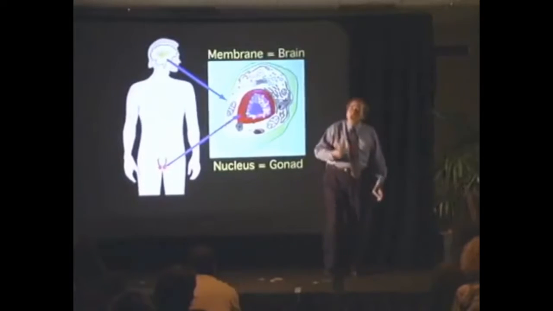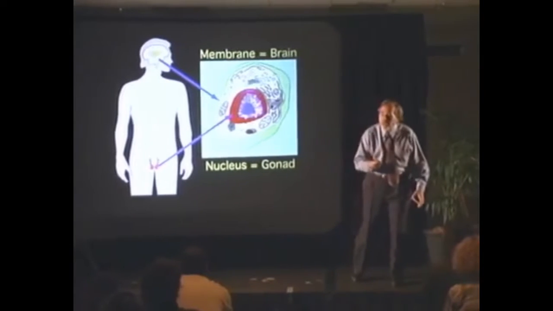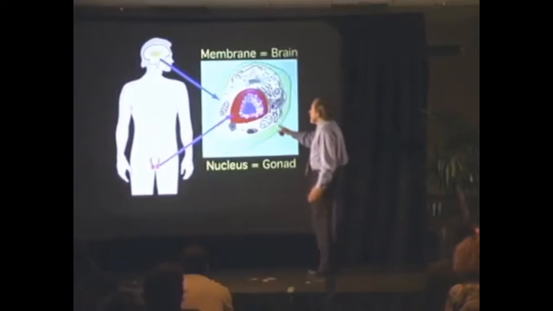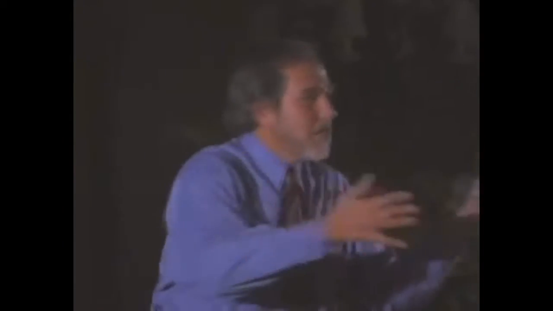The nucleus is the gonad of the cell. It's reproduction. If I need a part to make the cell work, then the nucleus is like the Butterick pattern drawer. It's got all the patterns to make 70,000 different parts in your body, but the nucleus doesn't know which one is needed at which time.